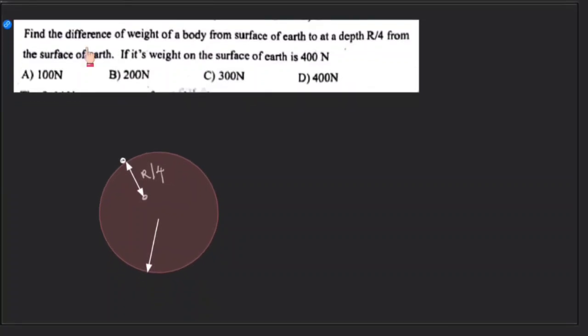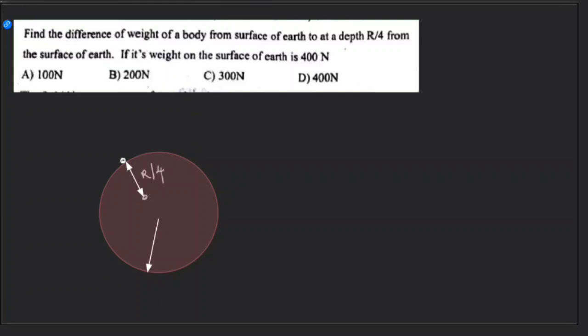Next one, from the gravitation, the question is find the difference of weight of body from the surface of earth to at a depth of r by 4 from the surface of the earth. If its weight on the surface of earth is 400 newtons, so surface మీద weight 400 newtons ఉంది. Now we have to find the body weight at a depth of r by 4.